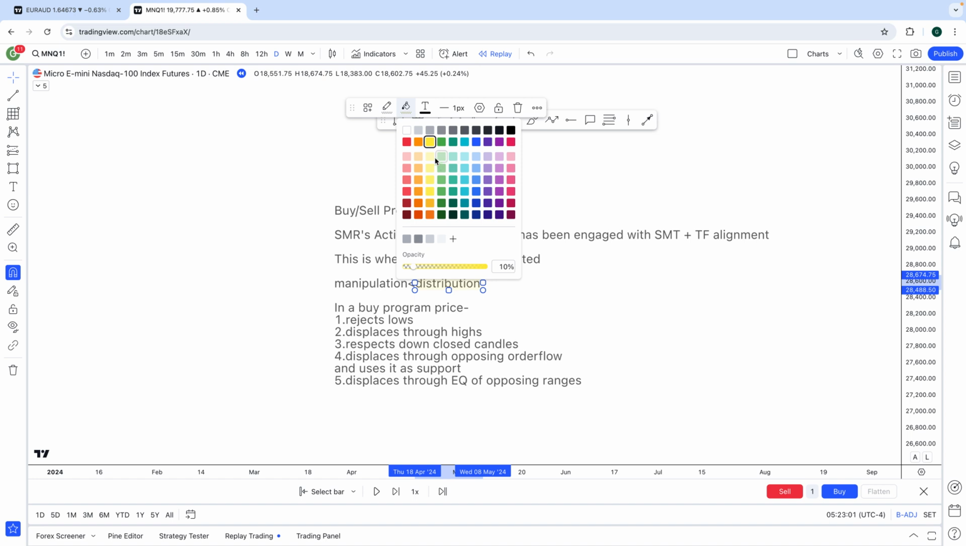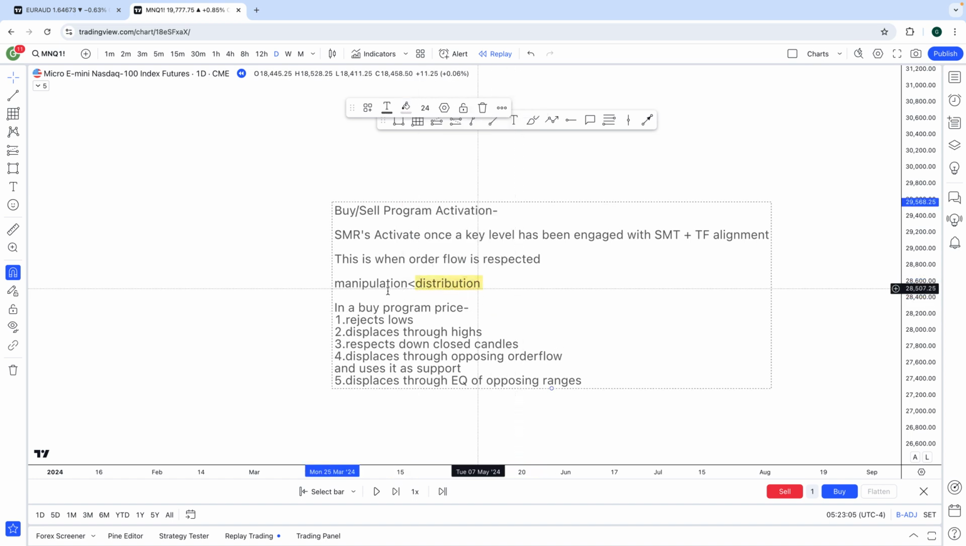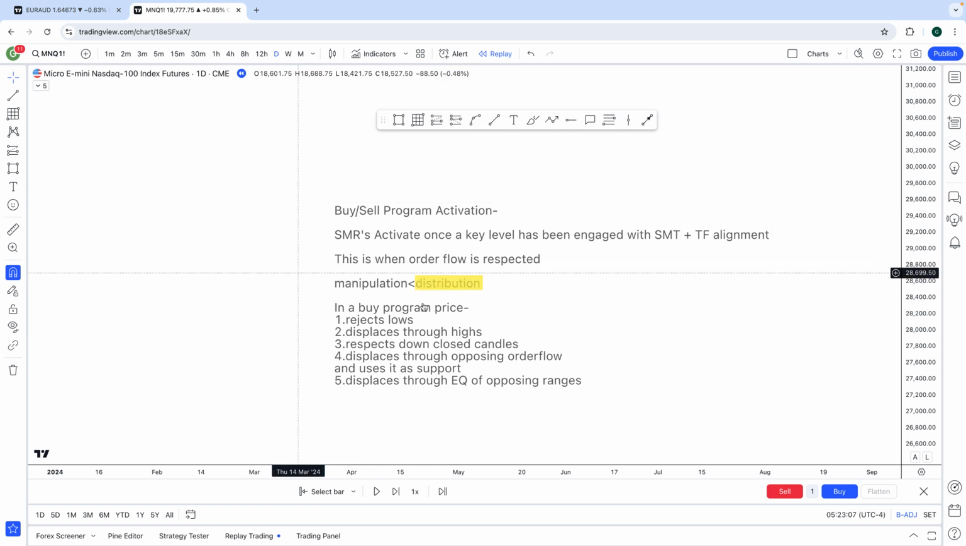Okay, so what has to happen for distribution to occur? We must manipulate, aka we must hit a key level, a fair value gap, or a swing low. In a buy program, price respects lows or rejects lows, sorry, rejects lows, displaces through highs, respects down close candles. So this is when you see order blocks. This is when you really want to use order blocks in distribution.